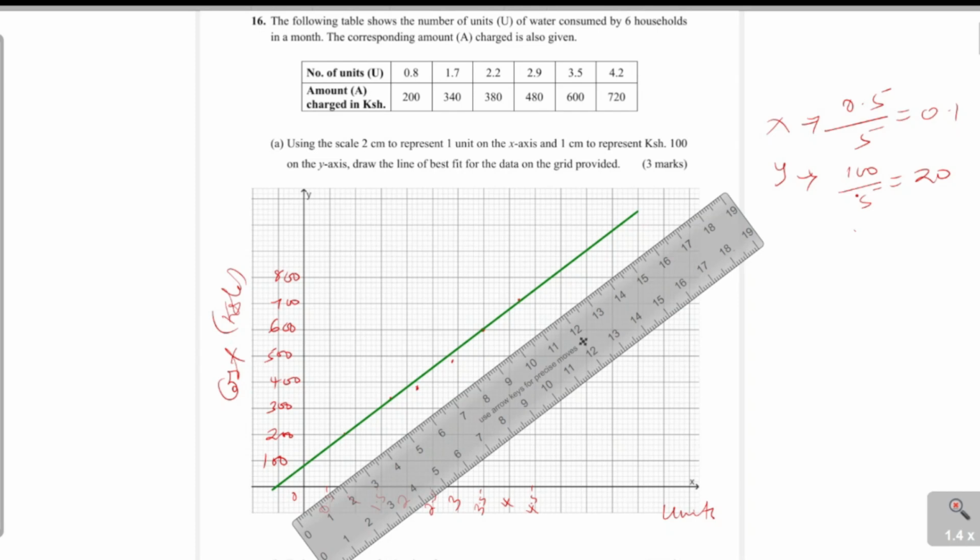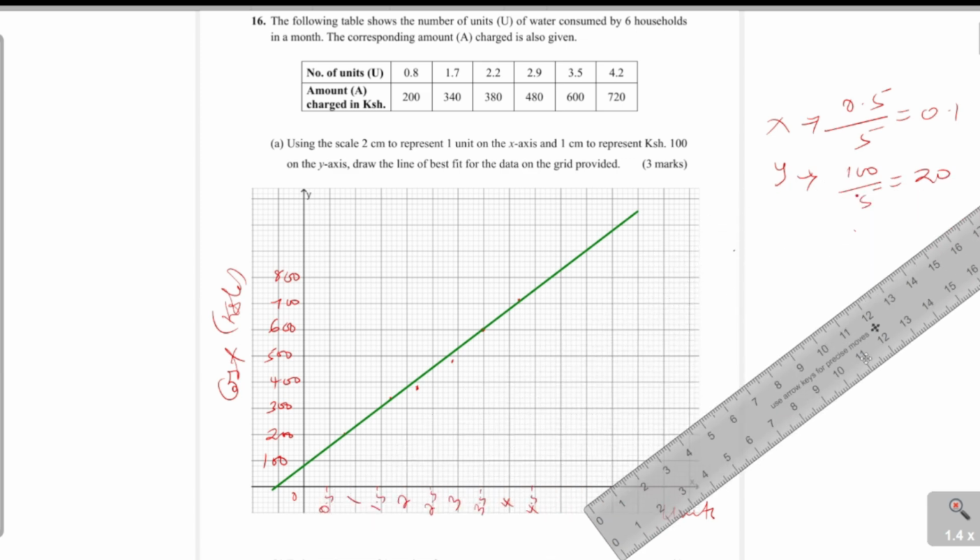So you can see there's a point here. There is a point here. There is another one here, and there is another one here. Those are 3 points. At least 3 points are on that line. I've tried to check whether there is any other line I can draw that will contain more than 3 points. I don't see. So that is the line of best fit. It contains most of the plotted points.